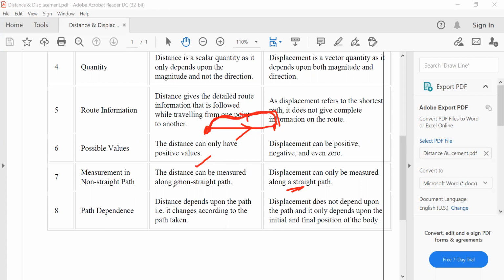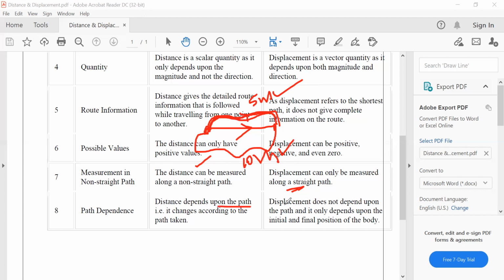And then the last point, distance depends upon the path, right? To reach from one point to another point, the distance depends upon the path, and it changes according to the path taken. Obviously, the distance from here to here may be 5 meters. Or I can take another path, and here the distance is around 10 meters. So we should take into account these two values, 5 meters and 10 meters, because distance depends upon the path.